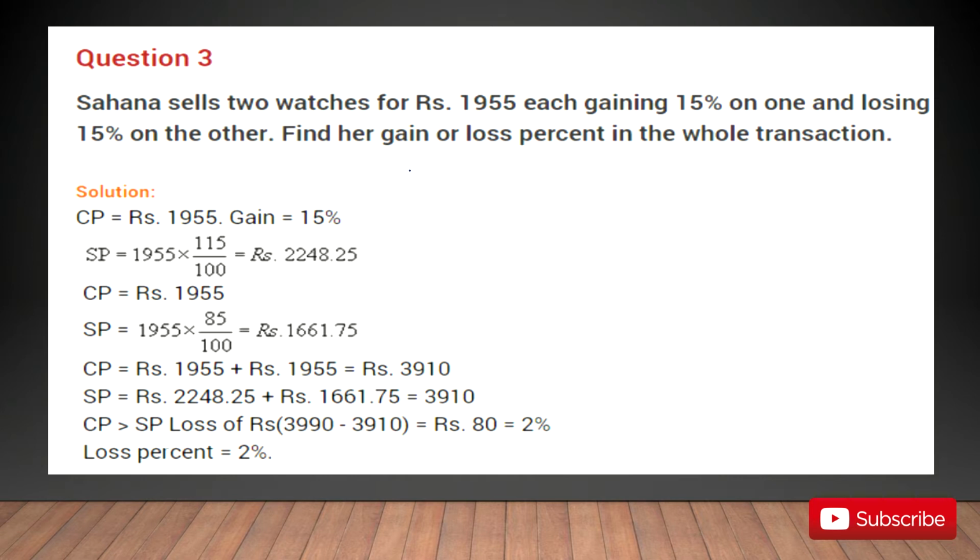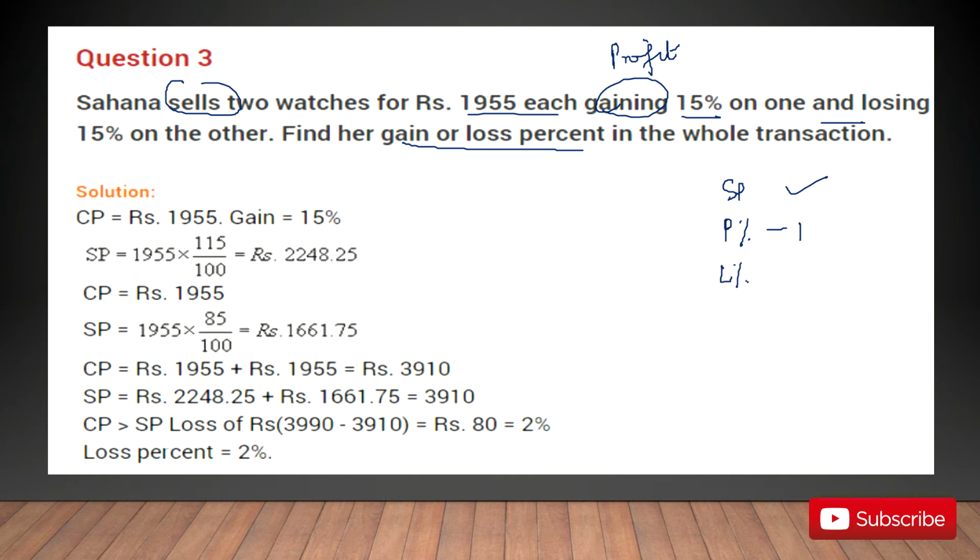Sahana sells two watches for rupees 1955 each, gaining 15% on one and losing 15% on the other. Gaining means profit and loss means loss. Find her gain or loss percentage in the whole transaction. Now we have been given the selling price of the two watches, and we have been given the profit percent of one watch and the loss percent of the other watch. But we do not know the cost price.